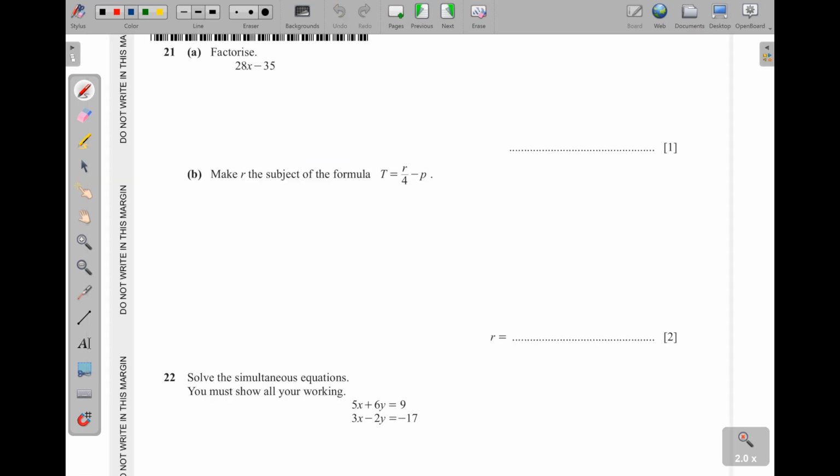Question 21, part A, factorize. We have 28x, then minus 35.